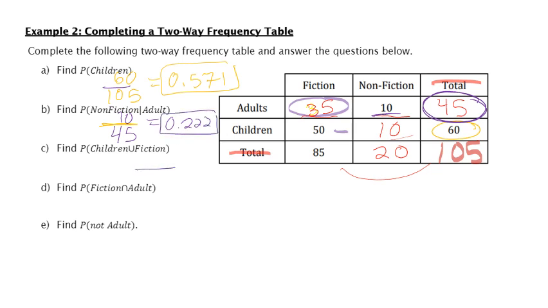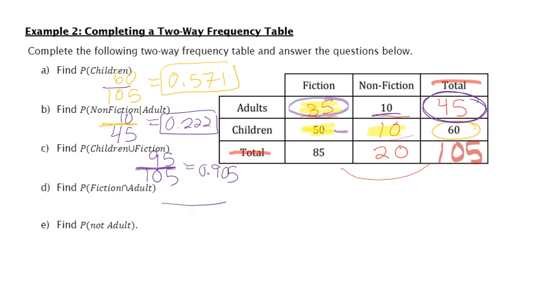The next one is not conditional. It's the probability that they're a child or chose fiction, so either or. So it's going to be out of 105. And if we look at our frequencies with that, so children, there's 50 and 10. And then fiction, 35 and 50. So if we add all those up, we'll get that to be 95. So that would be 0.905.